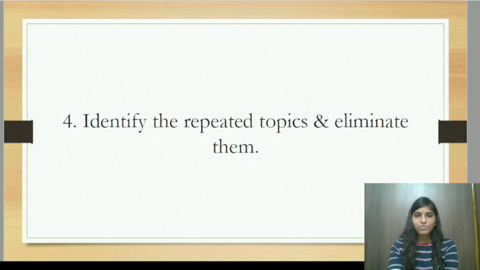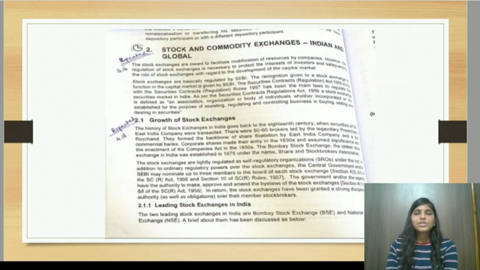Let me show you an example for this as well. So here, as you can see on the screen, for this particular page, I have written down that this exact content is repeated in page number 4.16. So I need not refer to the same. In this way, eliminating the topics will be very useful because it will help you reduce the content of the subject.